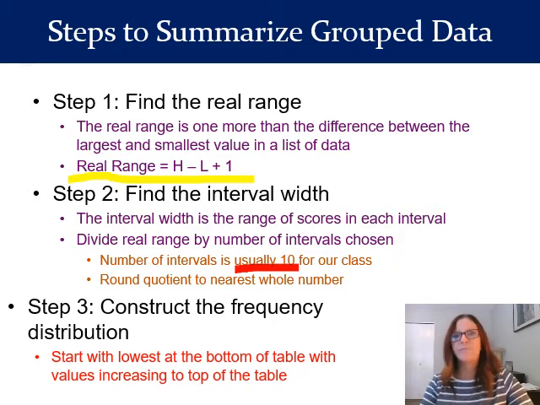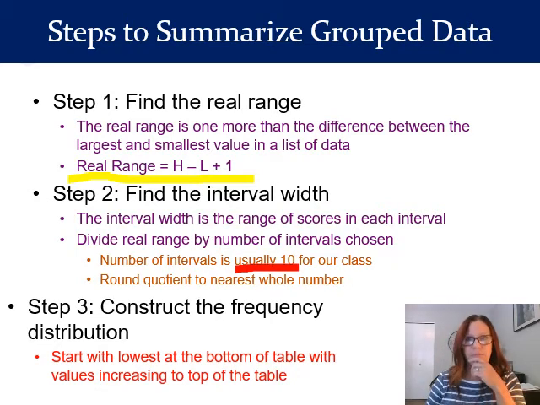And then once you get the answer from dividing the real range by 10, or otherwise instructed, you take that number and round it to a whole number. Remember, in this class, rounding should be appropriate. So if you get the number 11.4, you round down, because 0.4 goes to 11. If you get 11.5, you round up to 12. It should be rounded appropriately.